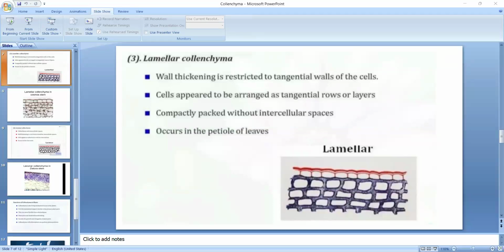So lamella means plate. For example, lamellar collenchyma is seen in sunflower stem, Raphanus and Sambucus. These are examples for lamellar collenchyma. We observed it in these plants: sunflower stem, Raphanus and Sambucus. Okay, so that is lamellar collenchyma. It is also present in petioles of leaves. See here, this is in cosmos stem.